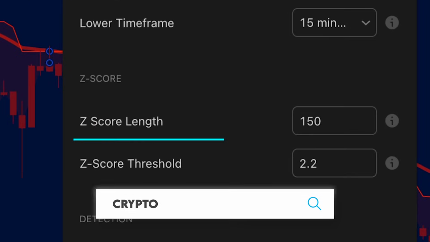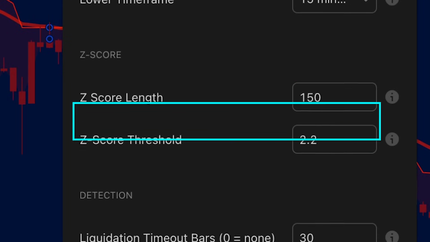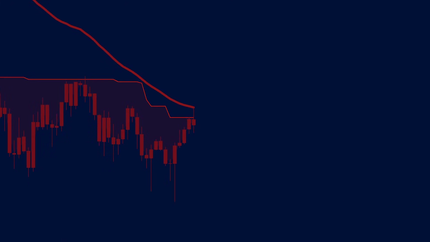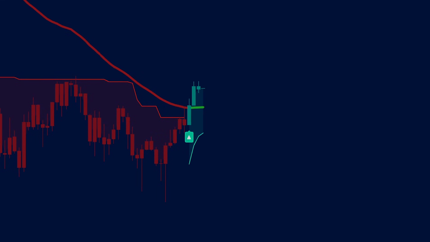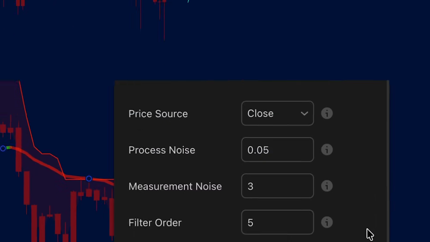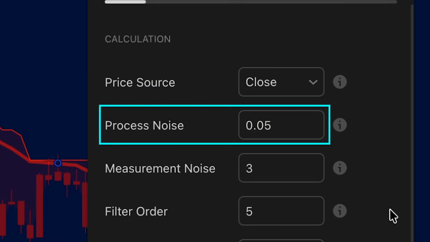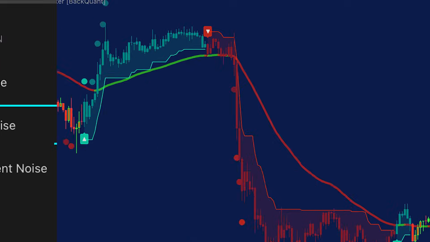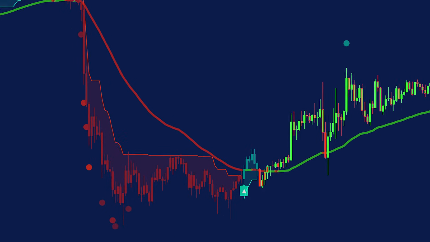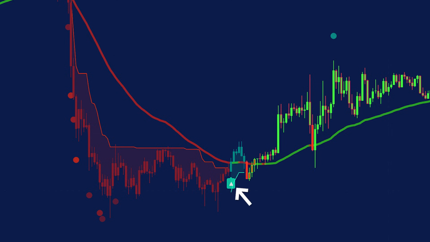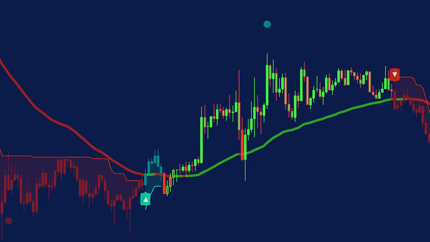For crypto, drop the Z-score length to 150 and threshold to 2.2. Crypto whales move faster than traditional institutions, so you need more responsive settings. For the Kalman VWAP, bump process noise to 0.05 for quicker adaptation to crypto's explosive volatility. But always demand liquidation confirmation, as crypto has more false signals than any other market.